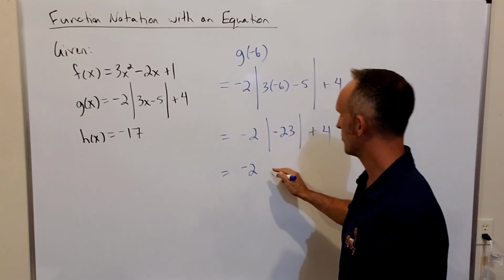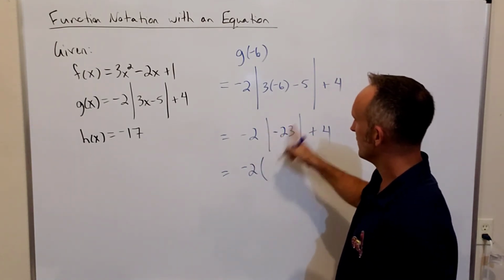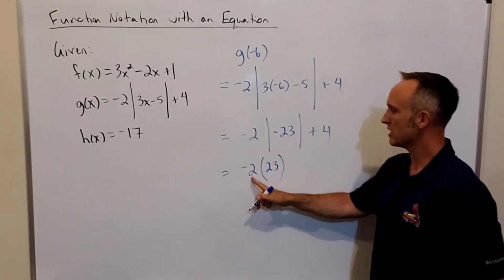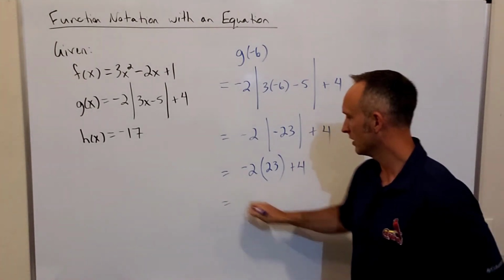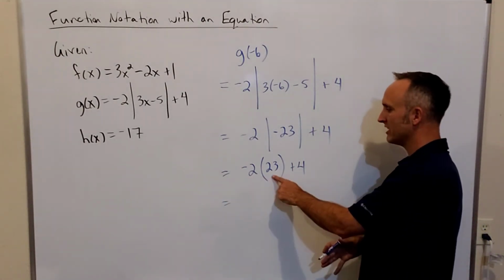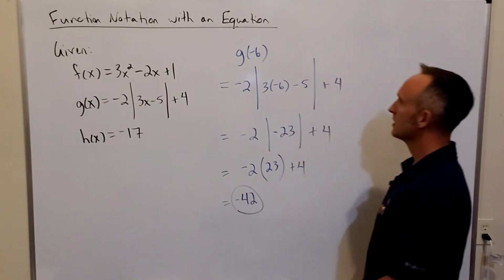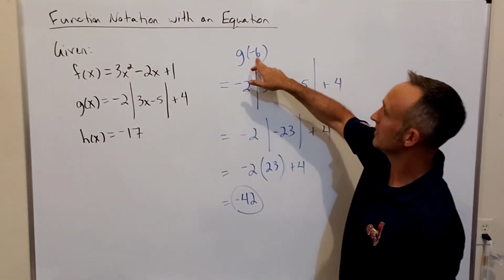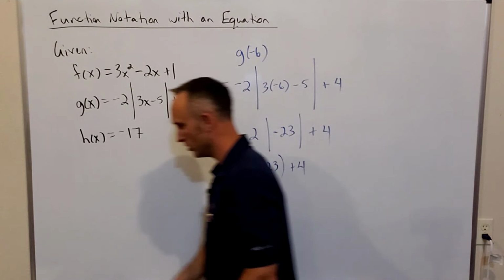Again, use your order of operations. So now this turns into negative 2 times, so my absolute value bars turn into parentheses, negative 2 times positive 23 plus 4. So now we've got negative 46 plus 4 is negative 42. So g of negative 6 equals negative 42. If we input negative 6 to the g machine, the output is negative 42.